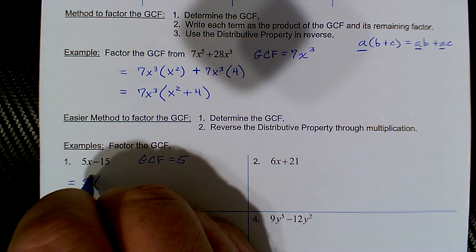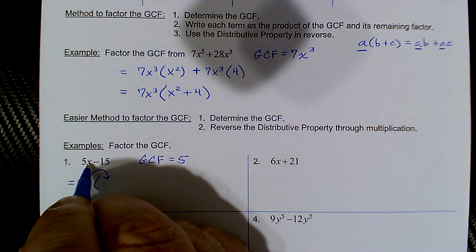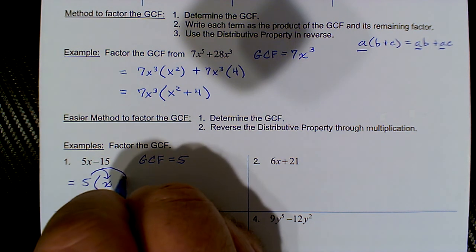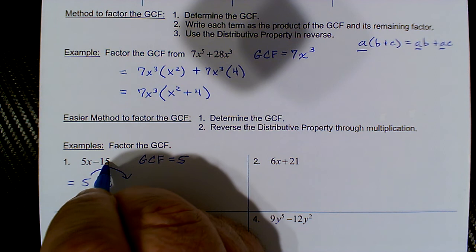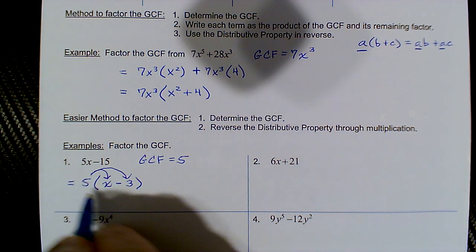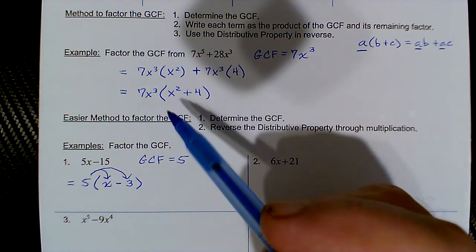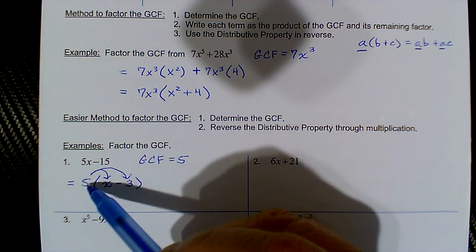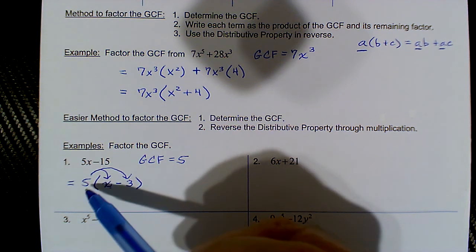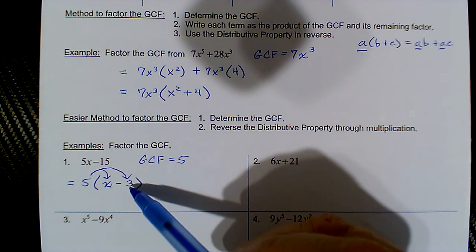We're saying 5 times what is going to give us 5x? And that would just be an x. And then we say 5 times what is going to give us negative 15? And that would be a negative 3. Now, I like to think of it as reversing multiplication. Some people will think of it as division. They might say, okay, 5 divides into 5x how many times? And that would give us the x. And then 5 divides into negative 15 how many times? And that would give us the negative 3.